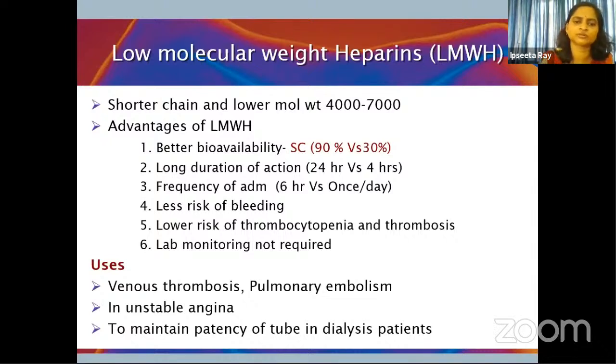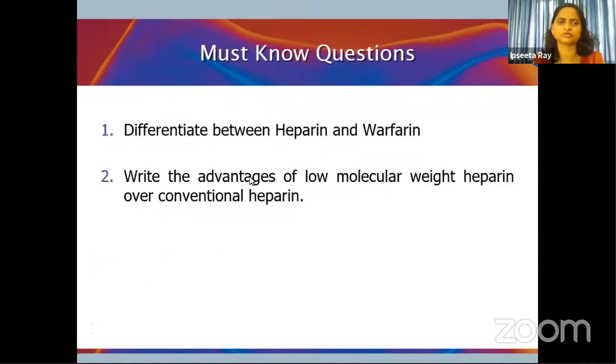Frequency of administration, for heparin it is about 6 to 8 hours compared to once for low molecular weight heparins. Adverse effects like bleeding are much less with the low molecular weight heparin; thrombocytopenia, thrombosis, all this is also less. Lab monitoring is not as rigorous as conventional heparin. Low molecular weight heparin is used for venous thromboembolism, pulmonary embolism, basically for its anticoagulant property, in unstable angina. Also during dialysis to maintain the patency of the tubes, it can be used.